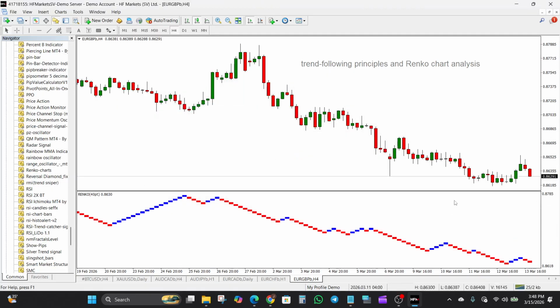Renko charts are a charting method that focuses on price movement rather than time. So instead of forming candles based on time intervals, Renko charts create blocks only when price moves a certain distance. By filtering out smaller price fluctuations, Renko charts can make trends easier to see visually.